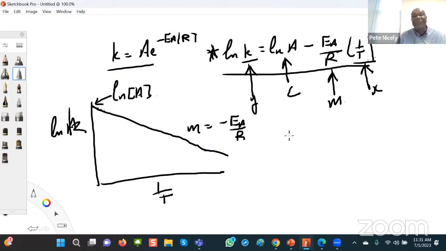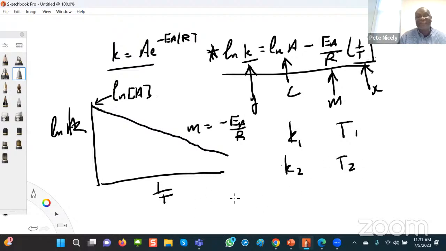Okay, one more thing I want to say about this relationship. There's another way of expressing it, and that is a situation where, let's say that you did an experiment where the value for K is K1 and the corresponding temperature is T1, and the value for K is K2 for another temperature value T2.